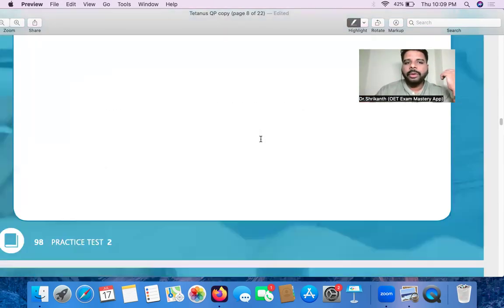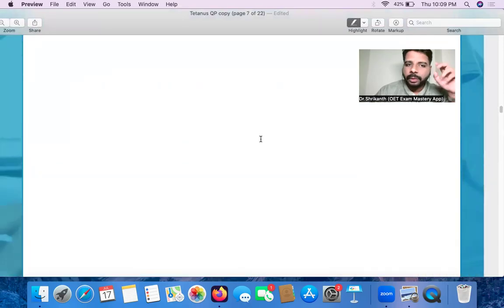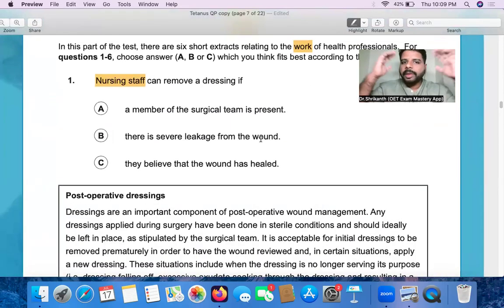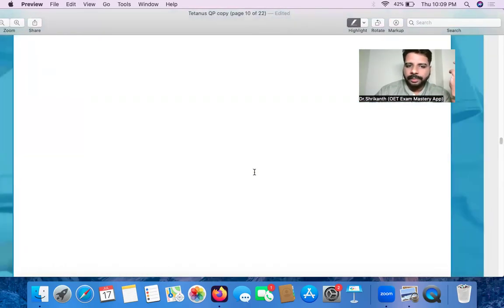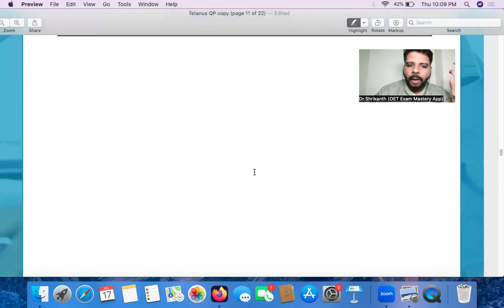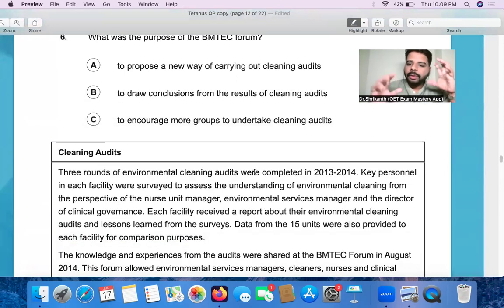When you're doing the OET reading part B first question, your mind is a little bit more active. But by the time you come to the sixth question, even though you're the same person, you will not be able to give your best performance like you did on the first question. Because now what has happened? You have depleted your mental stamina. The OET has taken away your mental energy.